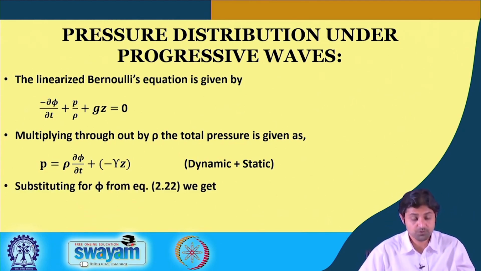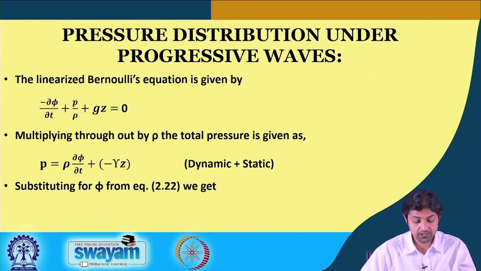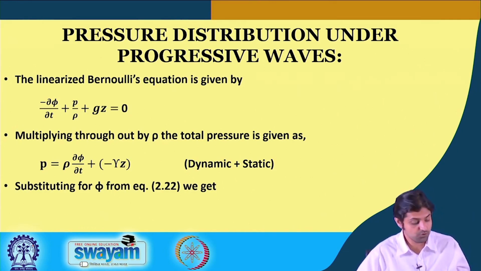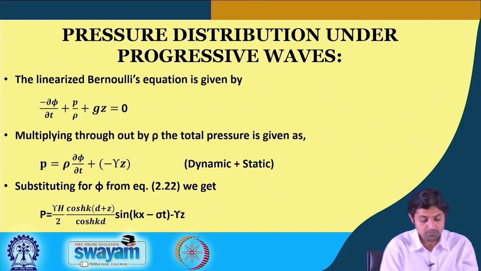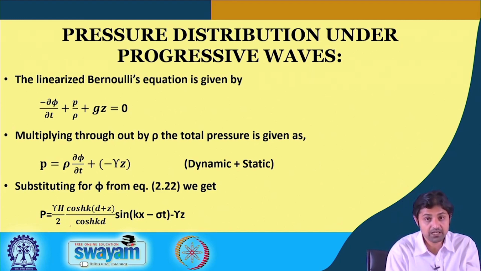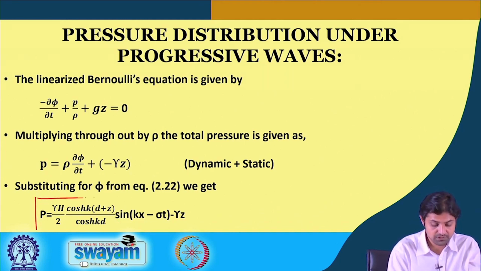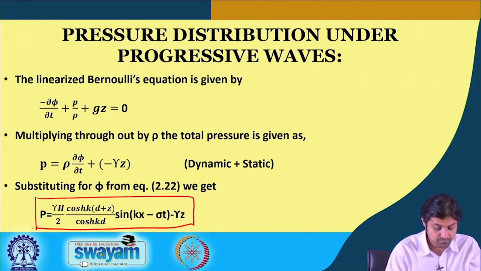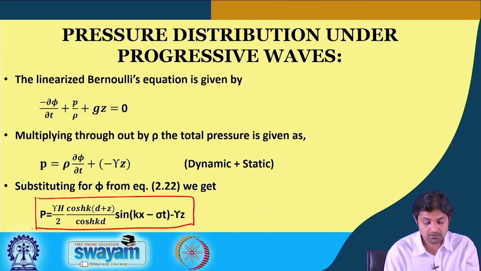Now, if we substitute for phi, the velocity potential, in this equation, what do we get? Del phi del t will give p equal to gamma H by 2 cosh k(d plus z) divided by cosh kd into sin(kx minus sigma t), minus gamma z. So, this is the pressure equation.